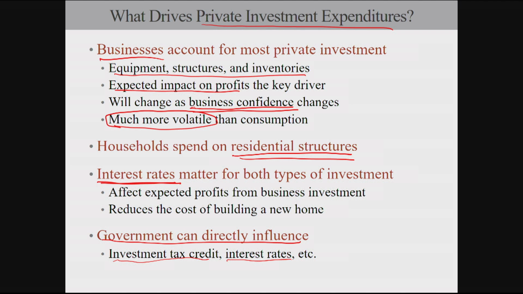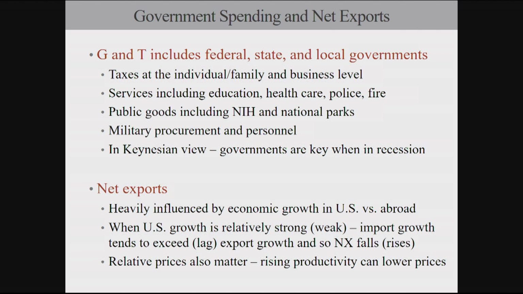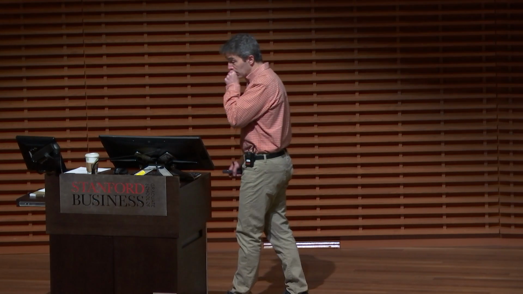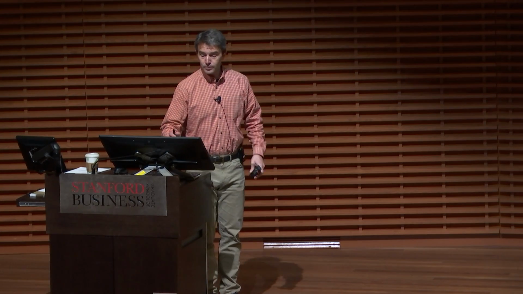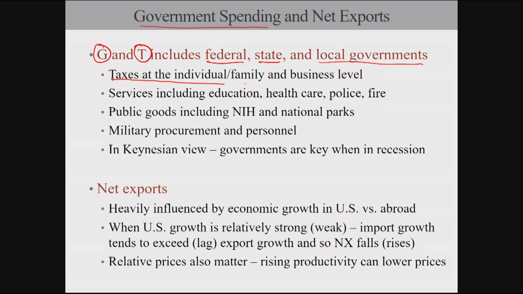Okay, so investment's a really important factor. Government spending is a hugely important factor. As we talked about, government spending and investment account for about the same share of GDP. So we've got G for government spending and T for taxes. This includes the federal government, individual state governments, and local governments. And in other countries, it also includes the federal government and their local governments. Taxes can change at the individual, family, or business level.